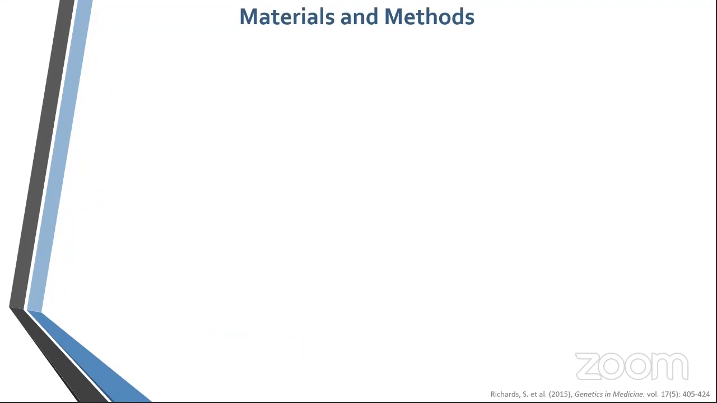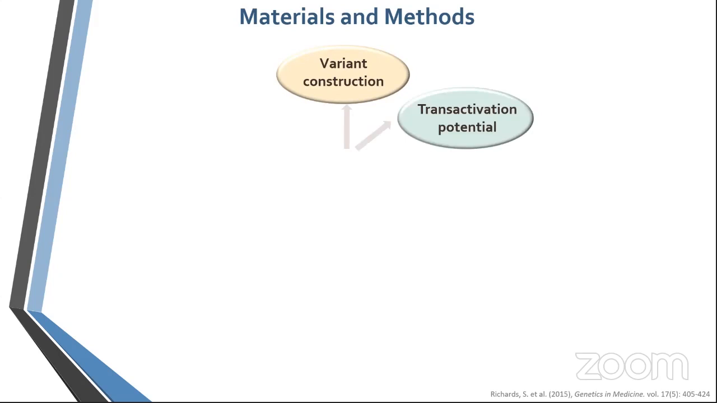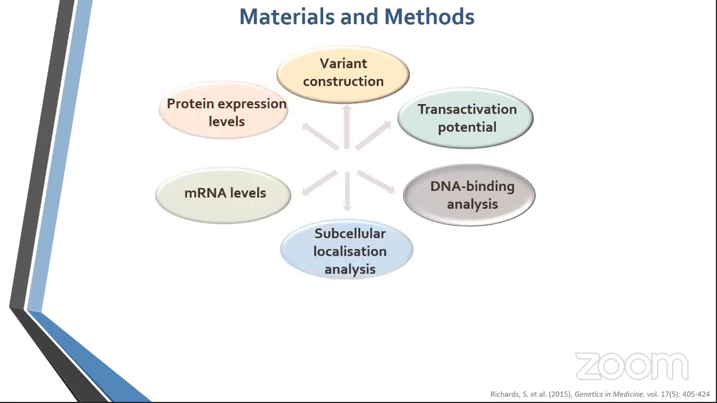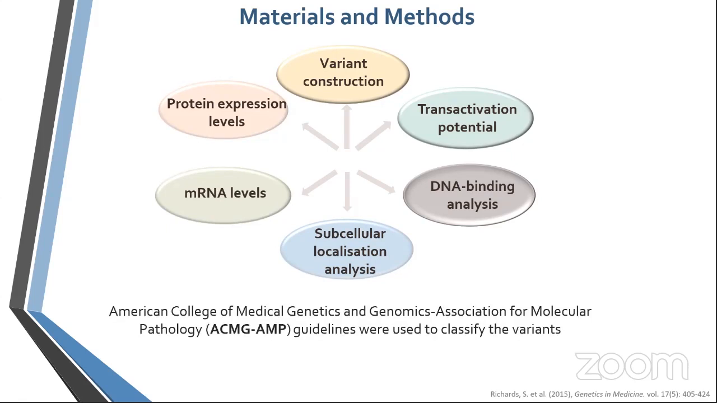Since HNF1B is a transcription factor protein, once the constructs were made, the transactivation potential was evaluated for all variants, followed by assessing the DNA binding ability, subcellular localization, and the gene and protein expression levels for each of the variants. As recommended, we used the standardized ACMG-AMP guidelines in order to classify the variants. Here, it's important to mention that all experiments were performed in a HeLa cell line which lacks endogenous HNF1B expression.